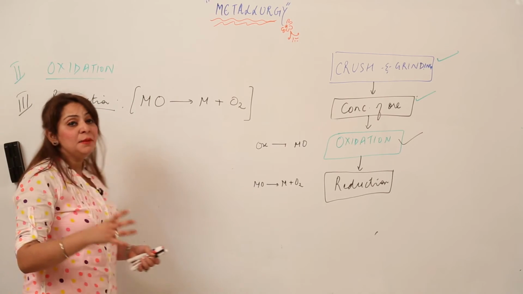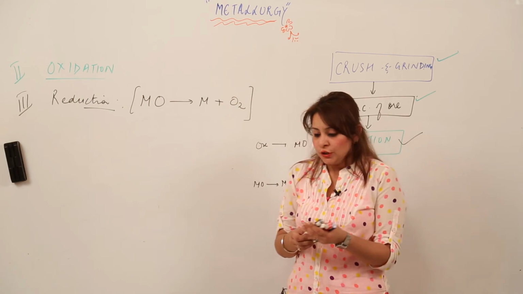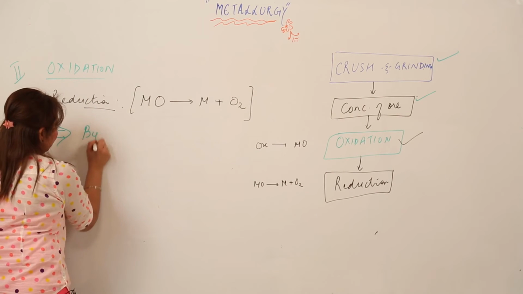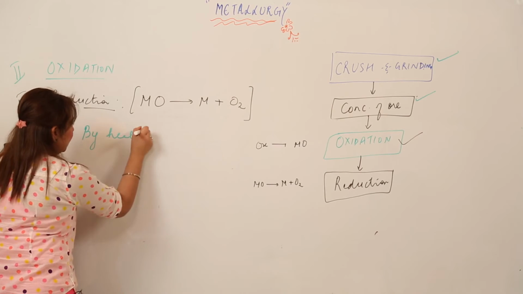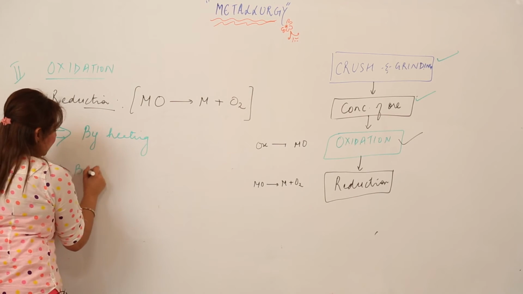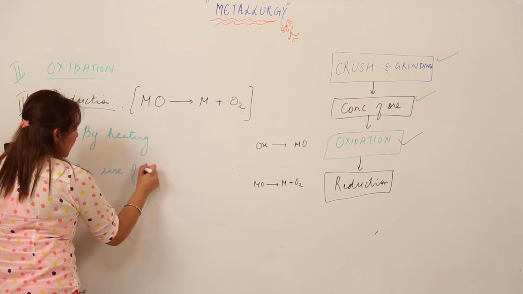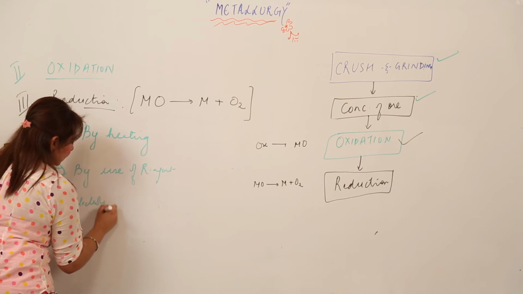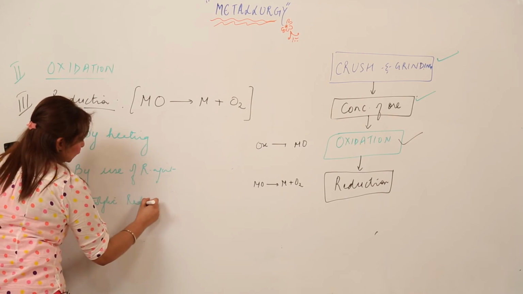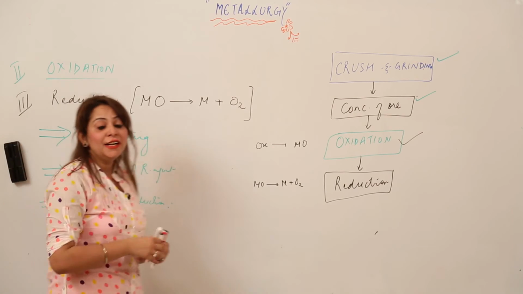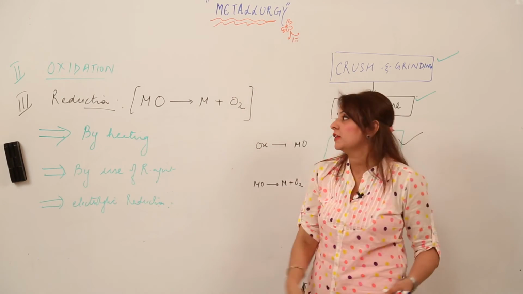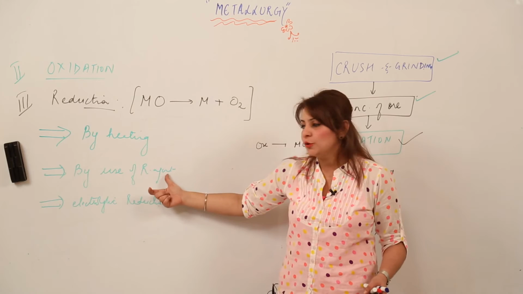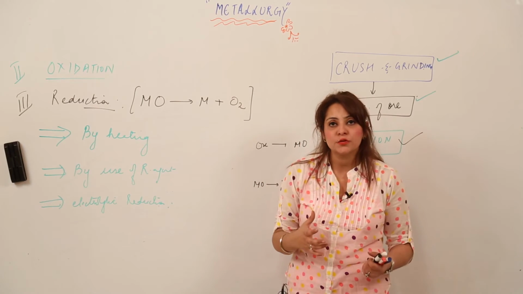Now again, there are many methods which are employed for the reduction. So what are those three methods? First method is by heating. Second method is by use of reducing agent, and third method is electrolytic reduction. Right. So there are three methods for reduction. That means there are three methods which are employed to separate oxygen from metal. One is by heating, one is by use of reducing agent, and the third is the electrolytic reduction.